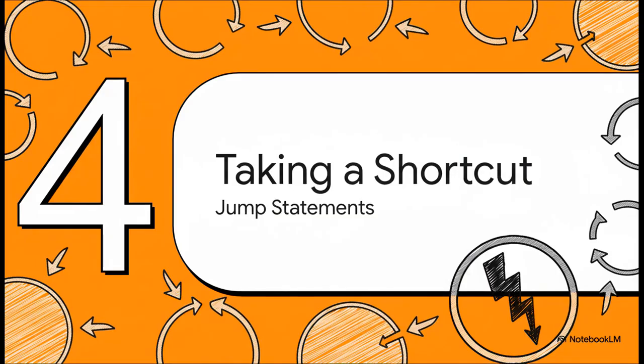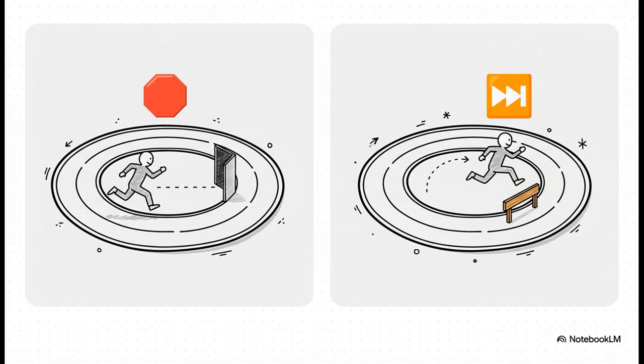Right, so we have loops that are designed to go around in circles. But what if you need to get out early, or maybe just skip one of the laps? For that, we have special commands called jump statements. This slide shows the difference perfectly. Think of the break statement as the big red emergency stop button. You hit it, and you are immediately out of the loop, completely done. But continue is different. It's not an emergency exit. It just says, you know what? I'm done with this particular lap, and it skips right ahead to the start of the next one.